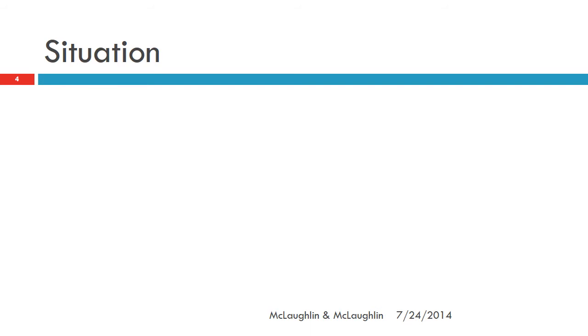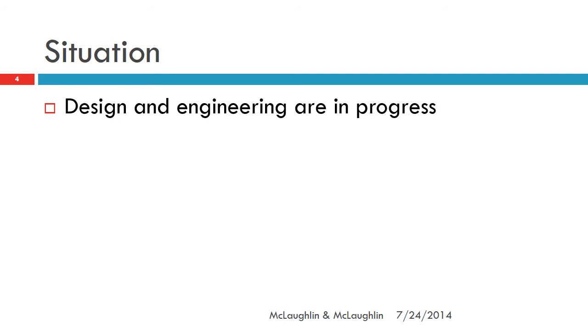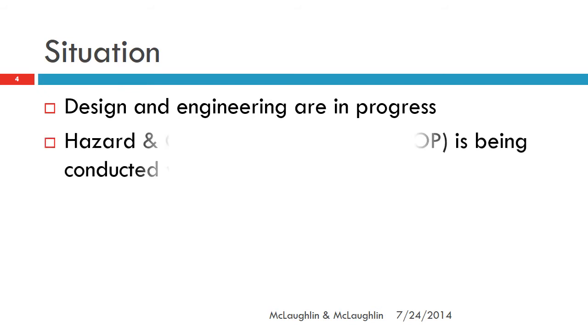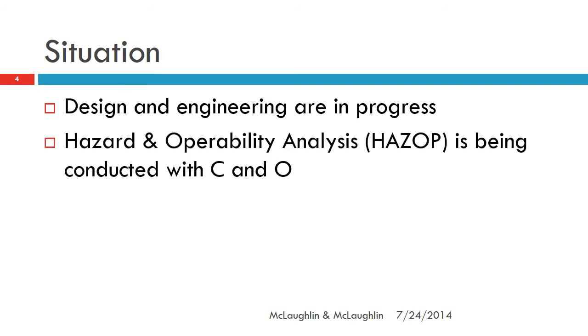So here is our hypothetical situation as follows. The contract, remember, has been awarded, and contractor C is performing design and engineering, and they are in progress. Okay, so the design and engineering are in progress by the contractor, which would be part of the turnkey execution. What is normal and customary is that there would be a hazard and operability analysis, sometimes or frequently referred to as a HAZOP.